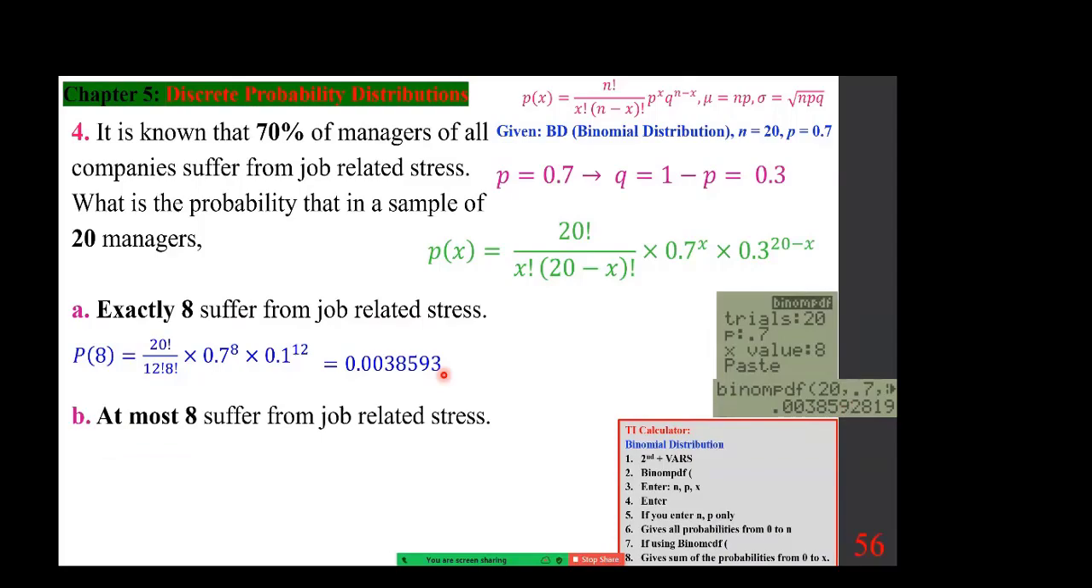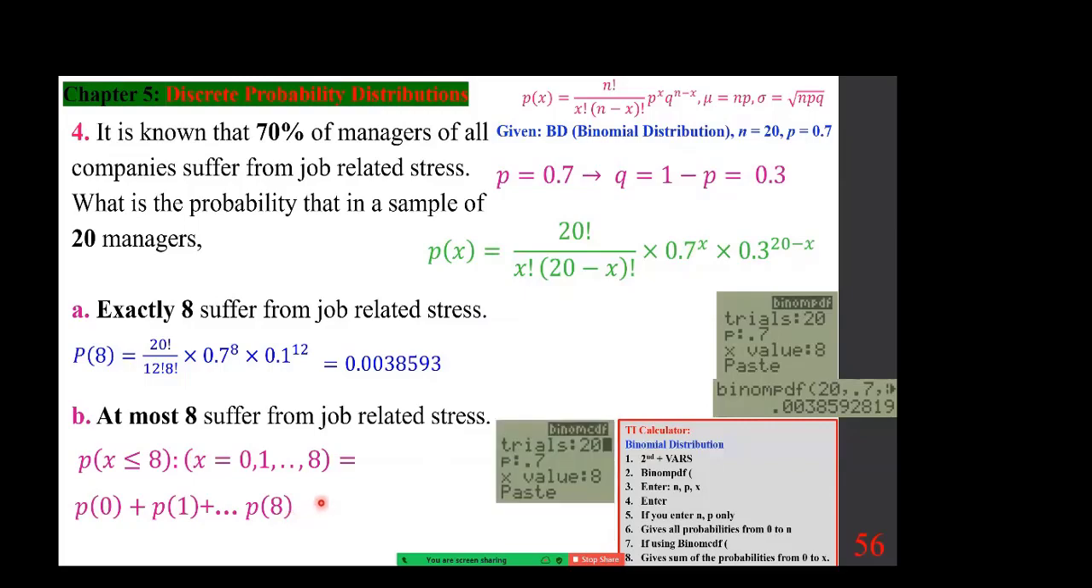At most, 8 suffer from job-related stress. That means the probability of X less than or equal to 8. That means in this formula, we plug in 0, 1, all the way to 8, and we add them up. Clearly, we don't want to do that by hand. And you can use technology, but you're showing your work step by step. So it means this. Now technology will do the job for us. Binomial CDF, N is 20, P is 0.7, X is 8.